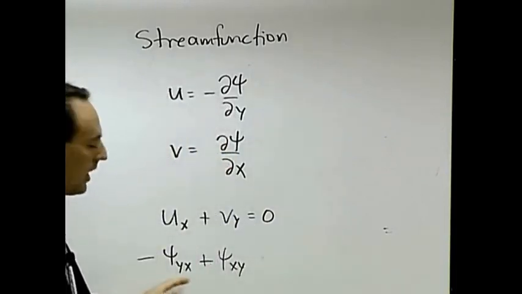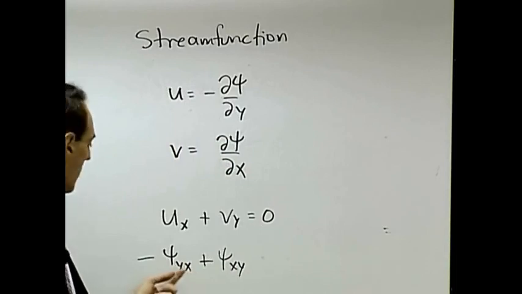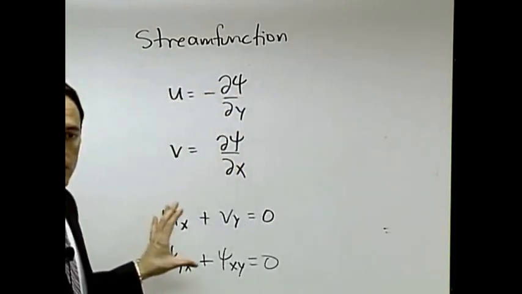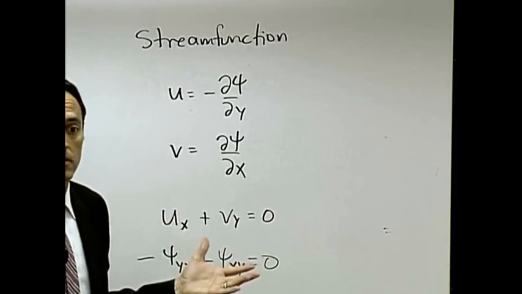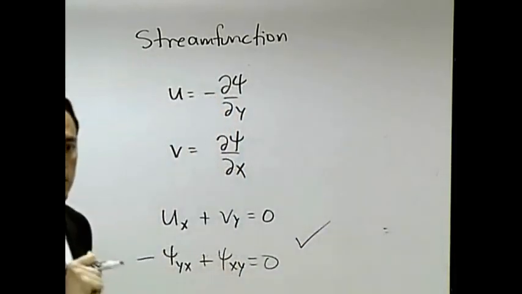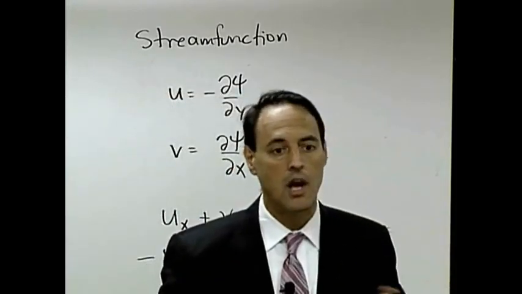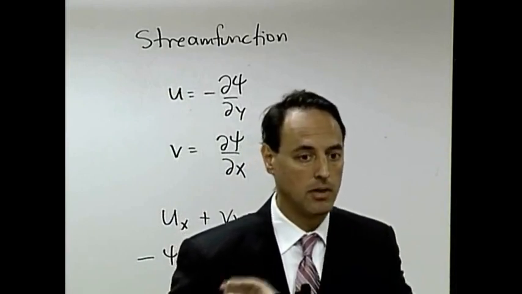And by the way, we know that partial differentiation can be interchanged. So I have phi xy minus phi xy. So this is 0. In other words, the incompressibility condition is automatically satisfied by the stream function. Nice. So now we can say, great, once I can calculate the stream function, I already know it satisfies one of my major constraints about incompressible flow.